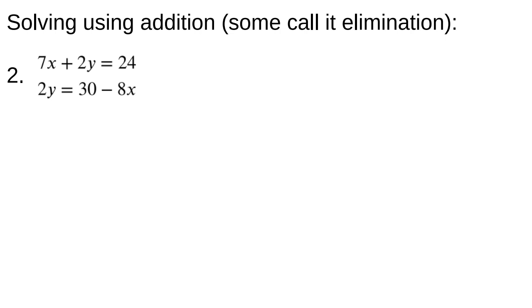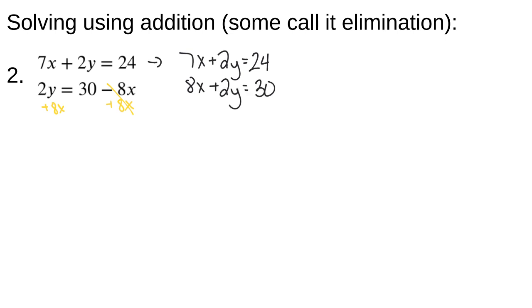Example 2 is kind of messed up from the beginning because nobody's in the right spots. In order for this to work, we have to have the x's lined up, the y's lined up, equal signs lined up, and all of that. This first guy looks good to go. We're going to keep him as 7x plus 2y equals 24. But the second one, I'm going to move this 8x, so we're going to add 8x over to the other side. That'll help get everybody lined up. So we're going to put 8x plus 2y and then equals 30. That's closer, right? We got our x's here, our y's, our equal signs, and then our numbers.